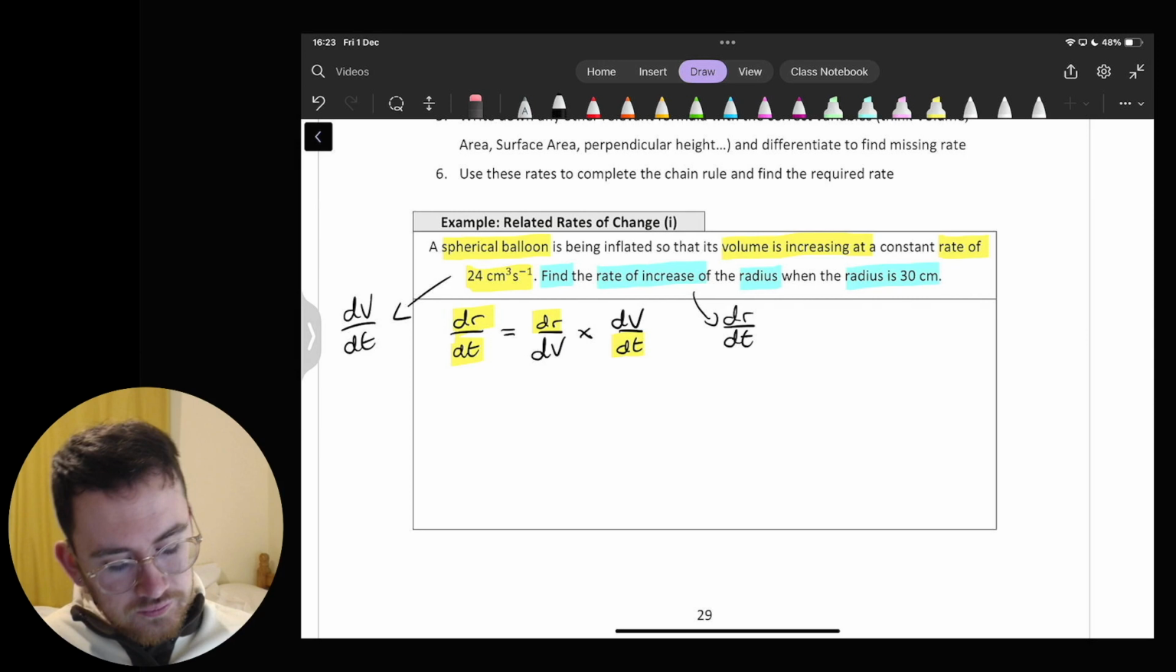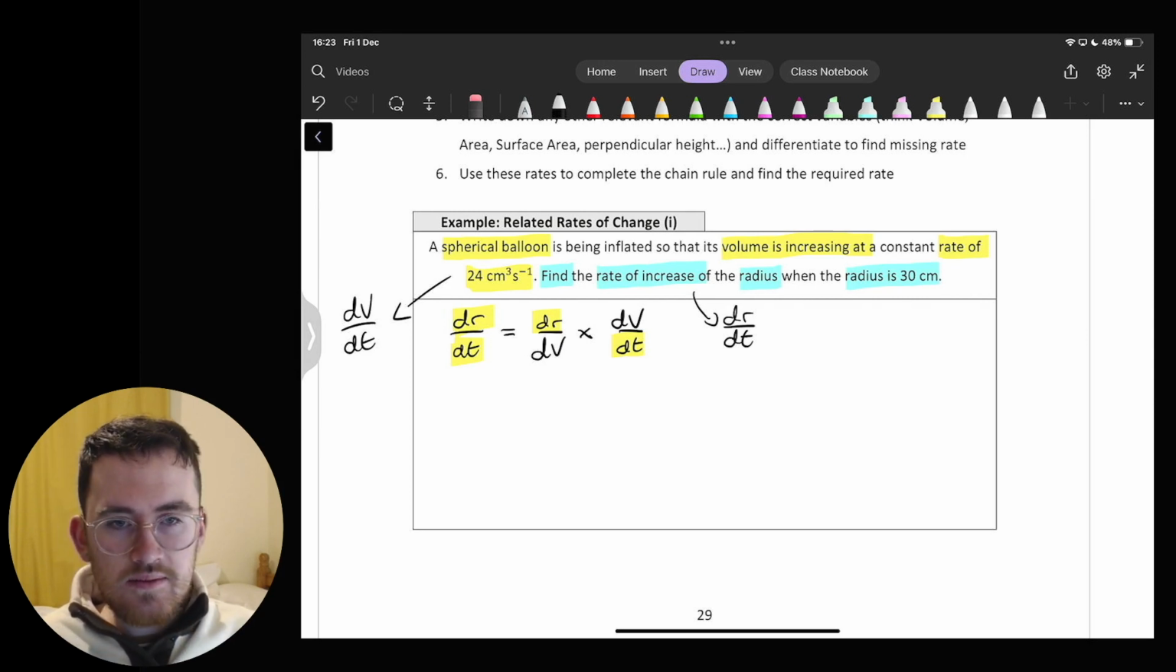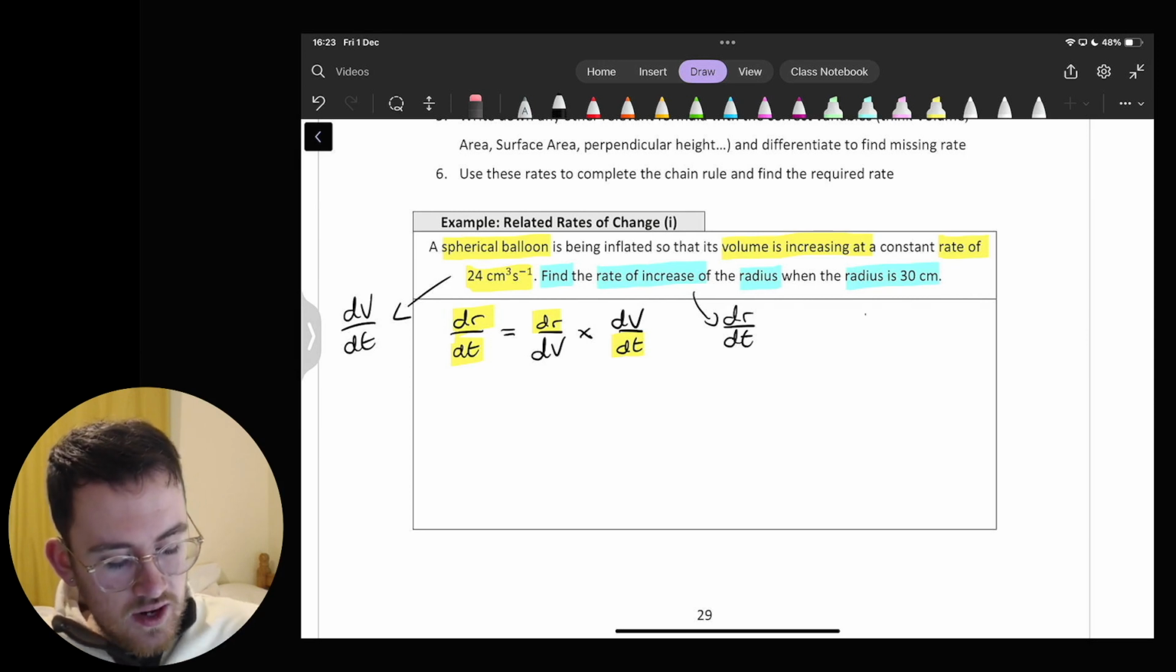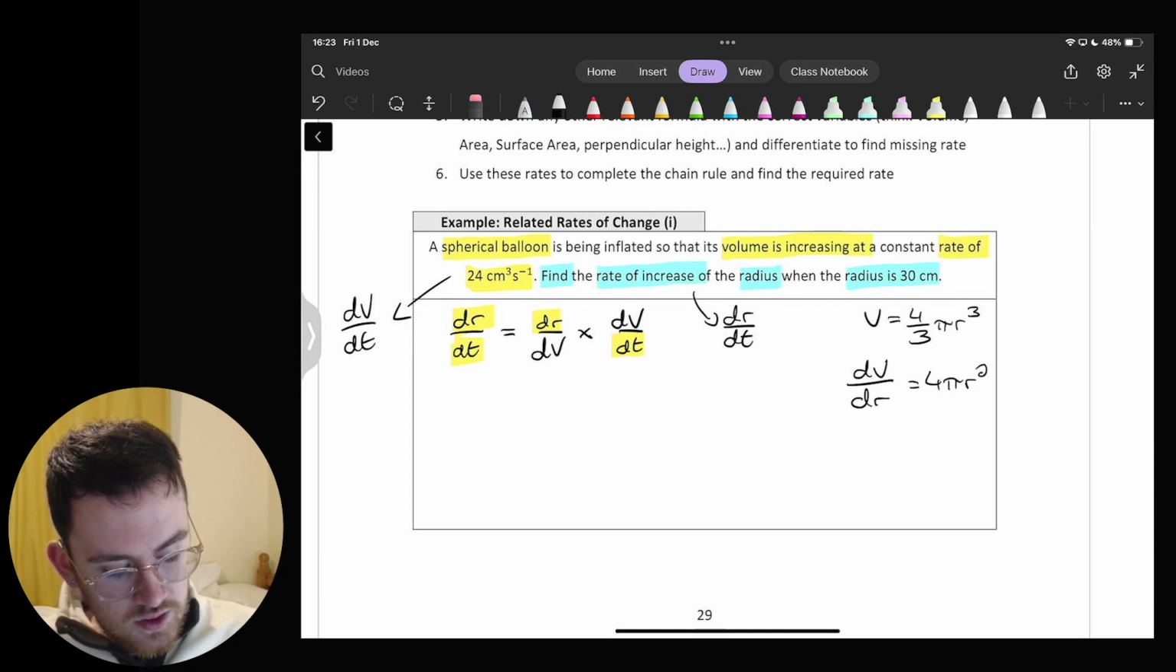To get that, we need to make use of the shape that I have, and it's a spherical balloon, and the volume of a sphere is 4/3 pi r cubed. So if I use that to find dV/dr, I get 4 pi r squared.